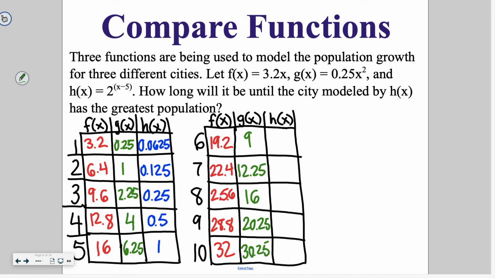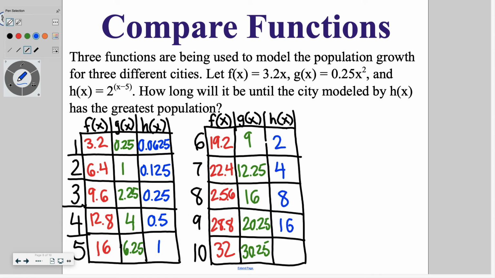And then for h of x, I'm going to get 2 for when I plug in 6. We get an answer of 2, and then 4, and then 8, 16, and 32. So right now, I am very close. H of x has taken over g of x, but it is still under f of x. So I'm going to go one at a time now that I've gotten very close.